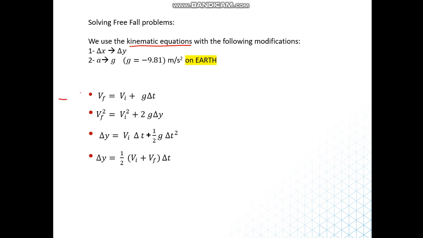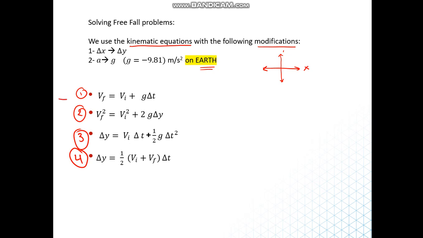As we agreed before, while solving problems related to free fall we will be applying the kinematic equations, the four equations of motion that we already memorized, all of us, but with some modifications. For the displacement we will be replacing delta x by delta y. And for the acceleration, we will replace it with g, which is the free fall acceleration, the special number, negative 9.81 meters per second squared if the problem is on Earth.